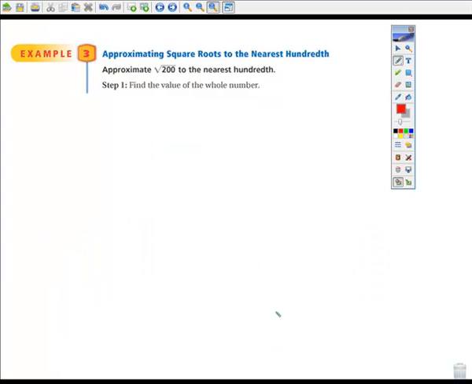In some cases, they're going to have us approximate the square root to the nearest hundredth. This does take a little bit more work on our part, but it starts out the same way. Step 1, we're going to find the value of the whole number. I'll write down the square root of 200, and if I look at my table, I know that's between the square root of 196 and the square root of 225.